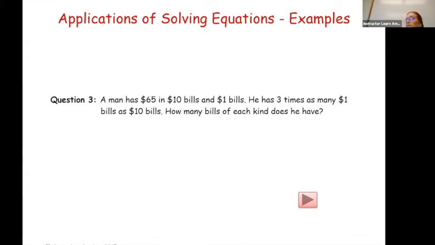Okay, let's look at another example which involves solving equations. A man has $65 in $10 bills and $1 bills. He has 3 times as many dollar bills as $10 bills. How much of each kind does he have? Now remember, we were talking earlier about problems in which you had to distinguish between number and value. Whenever you have problems involving money, the number of a certain number of coins or the number of a certain number of bills versus the value of those bills.